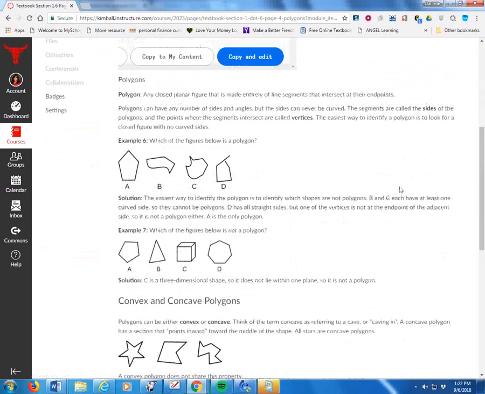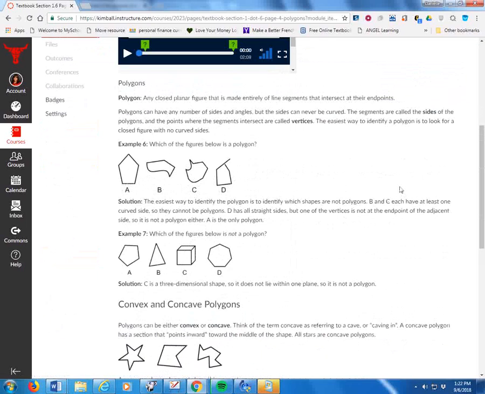Okay, then looking at polygons. A polygon is any closed planar figure made entirely of line segments that intersect at their endpoints. So if it's got any curve to it, it's not a polygon. It must be straight sides. And it has to be closed. There can't be any space. So this would be an example of a non-polygon, because we've got a piece that's sticking out, not closed.